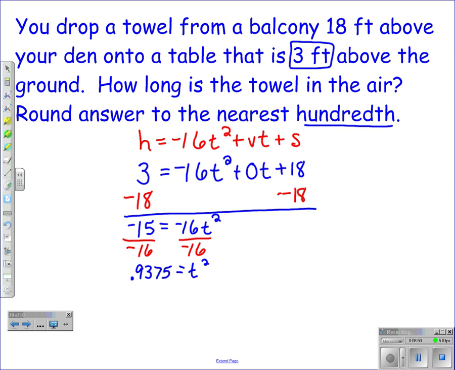And now we must take the square root of both sides. We're going to end up with plus minus 0.97 as our answer, rounded to the nearest hundredth. But we only want to keep the positive answer. We don't want negative time, so we're going to write it as 0.97 seconds only. We will only put one answer in our box. Thank you.